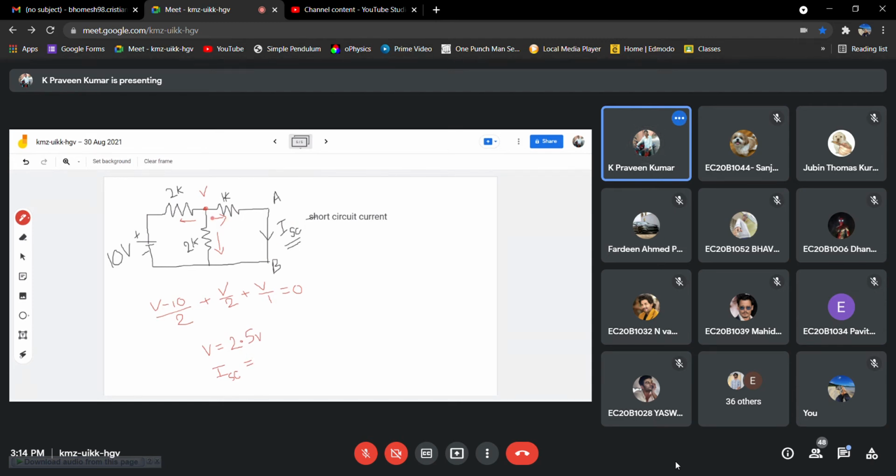See here. This is ISC current, right? The current flowing through 1 kilo ohm resistance is nothing but ISC, isn't it? So whatever the current that is flowing through 1 kilo ohm resistor, that current is nothing but your short circuit current. So what is that value? 2.5 milliamperes.